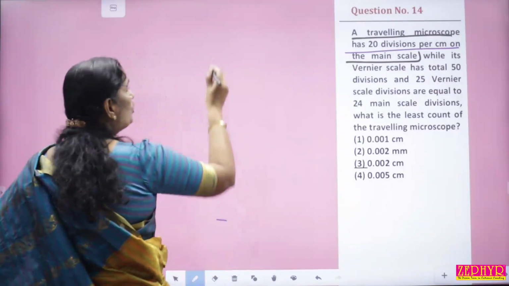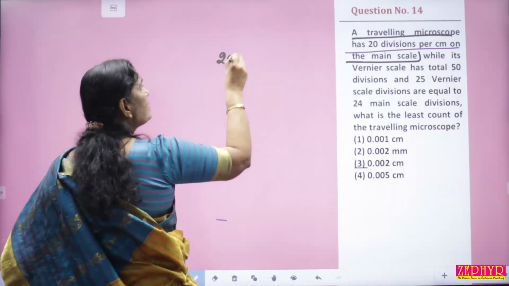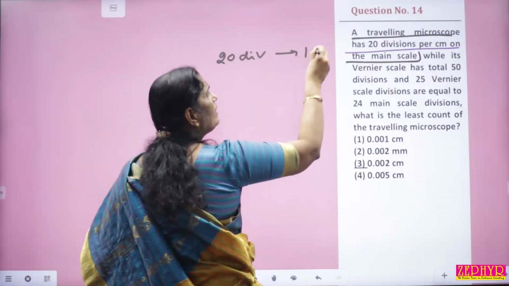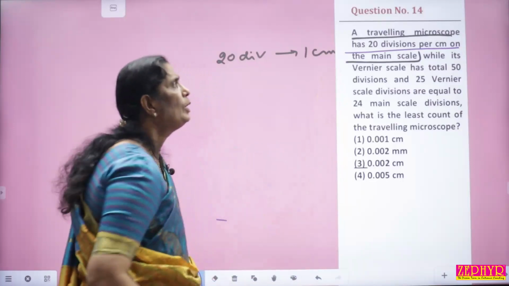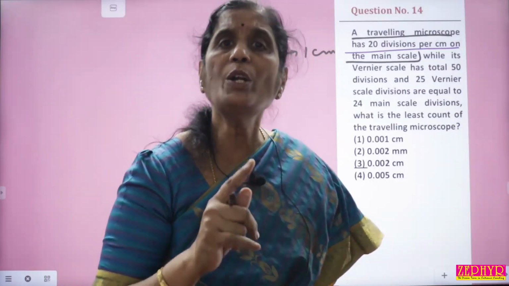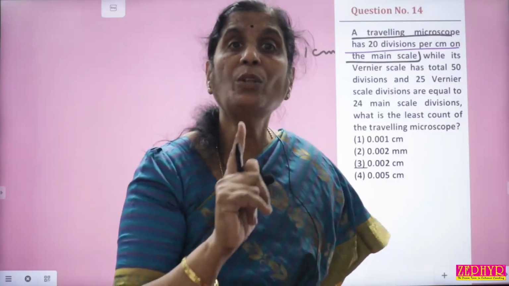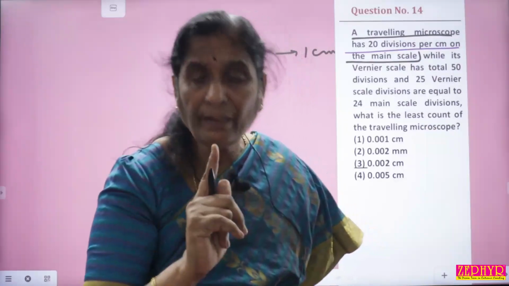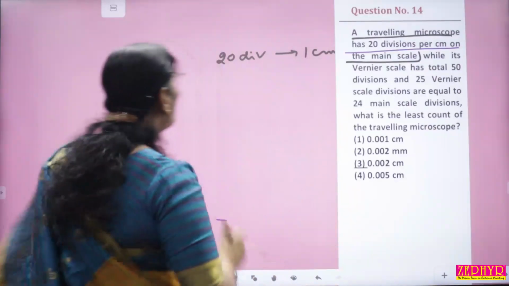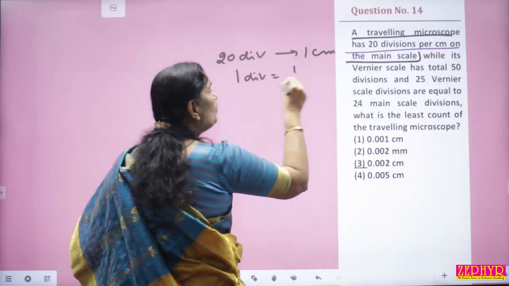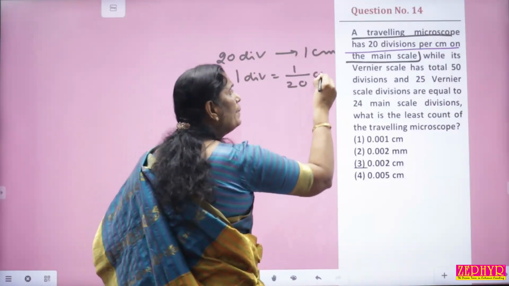That means 20 divisions will occupy 1 centimeter gap. 20 divisions in 1 centimeter. But I want to know the value of one division. That is called MSD, main scale division. MSD means value of one division. So what is the value of one division? The value of one division is 1 by 20 centimeter.